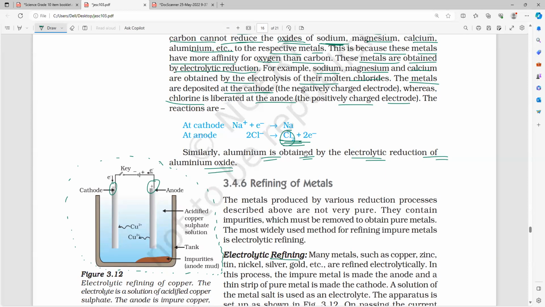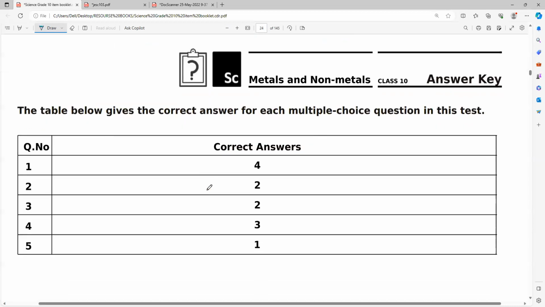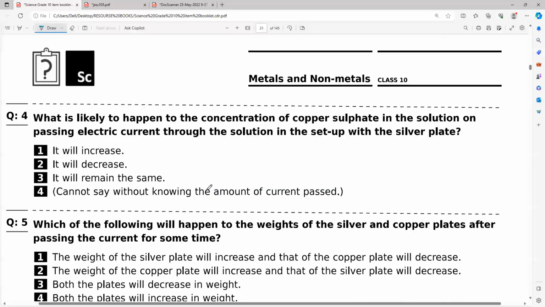In electrolytic refining, many metals such as copper, zinc, tin, nickel, silver, gold, etc. are refined electrolytically. So learn this process, how it is happening, everything. I hope we have done everything perfectly. So go through that. I think with this, the chapter questions are over. The CBQ is completed, then this chapter also.